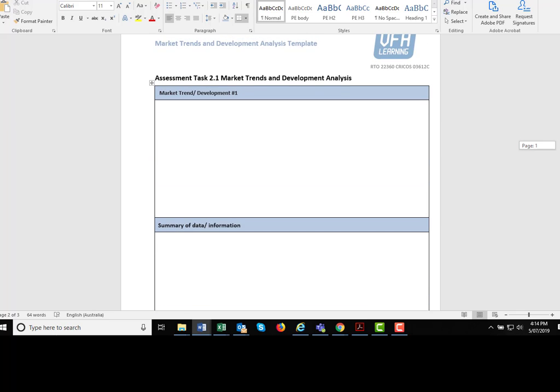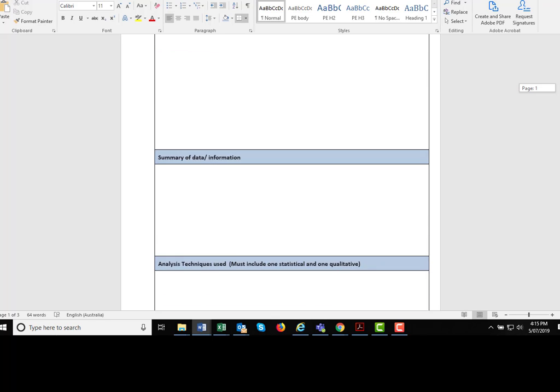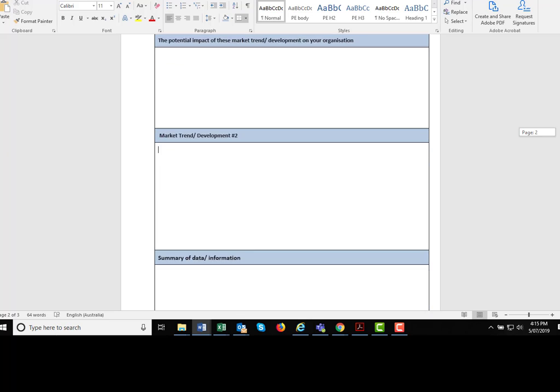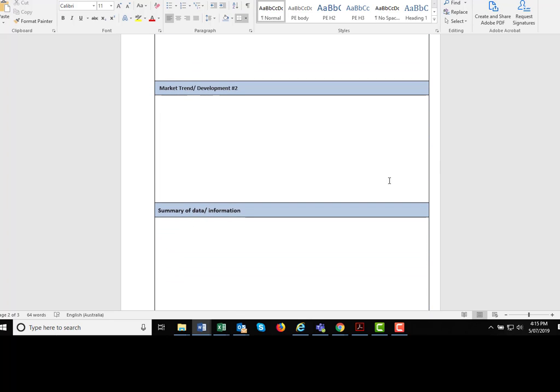For trend or development 1, I'd expect to see, say, 150 to 200 words spread throughout the 4 boxes. And again, for market development 2, 150 to 200 words spread throughout the 4 boxes. What I mean by that is I don't expect 150 in each box, but 150 to 200 words spread throughout the whole 4 sections of market trend development 2.